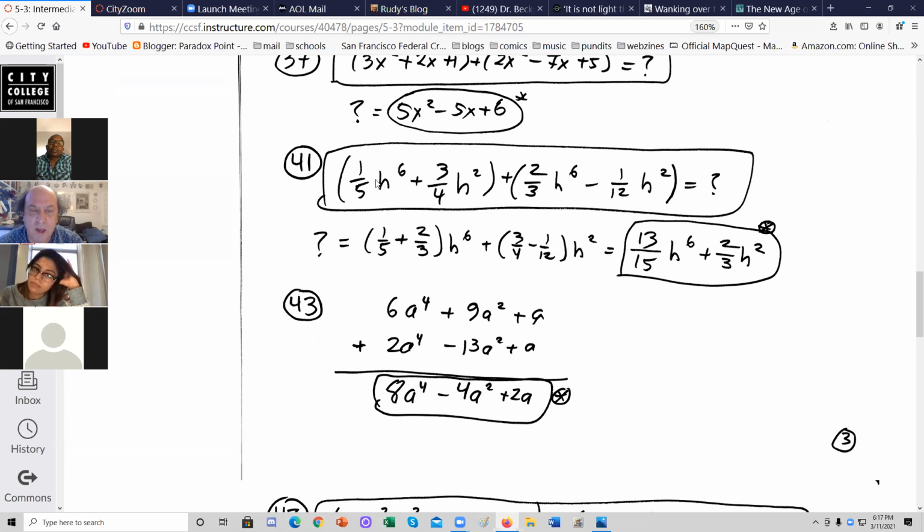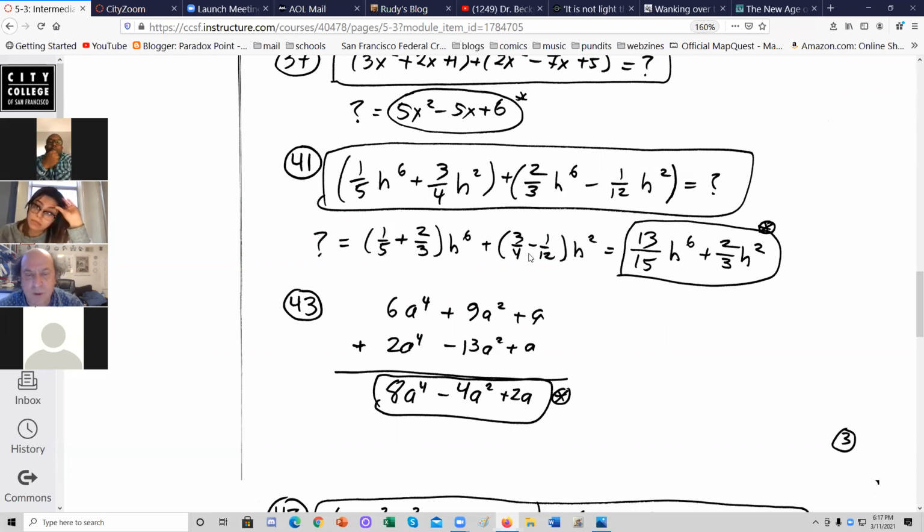Okay, we have 1/5 h to the 6th plus 3/4 h to the 2nd, all that plus 2/3 h to the 6th minus 1/12 h to the 2nd. Here are two h to the 6th terms with coefficients 1/5 and 2/3. So 1/5 plus 2/3, times h to the 6th. You have 3/4 h squared plus -1/12 h squared. So that makes 3/4 minus 1/12, times h squared.